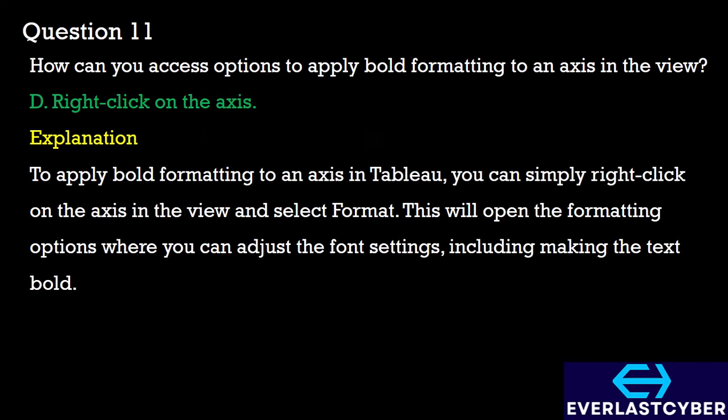This will open the formatting options where you can adjust the font settings, including making the text bold. So we'll be going with option D. Right-clicking on the axis is the most direct and appropriate method to access axis formatting options.